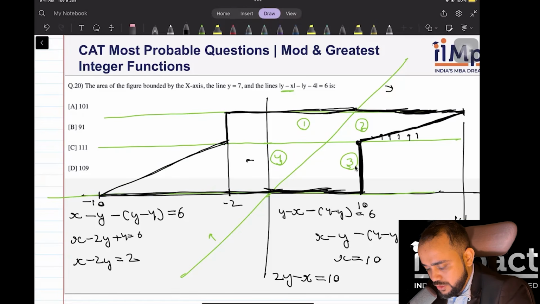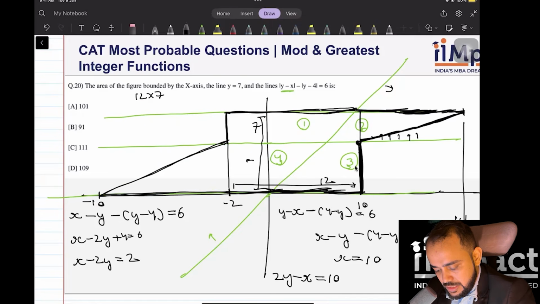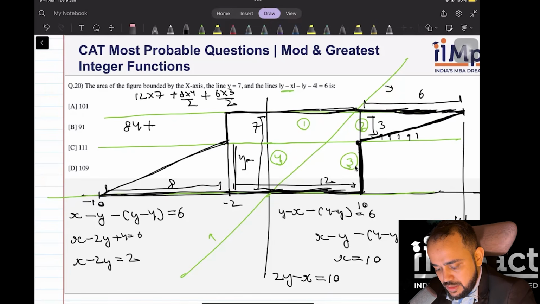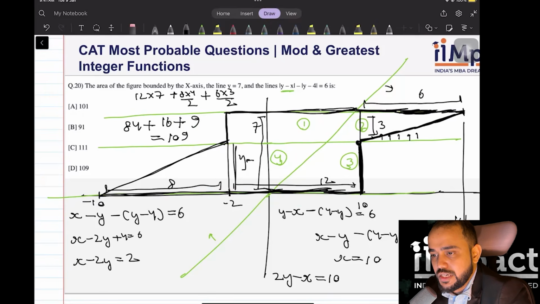I will now divide it into areas. Now this is going to be 10 plus 2, that is 12 into 7. So 12 into 7. This thing is 4, this is 8, right? So plus 8 into 4 by 2, plus this thing is going to be 6, 16 minus 10, and this height is 3. So plus 6 into 3 by 2. That is 84 plus 16 plus 9. That is 109. So the answer will be 109. Option number D.